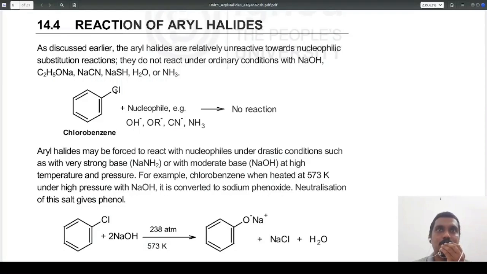But aryl halides do undergo nucleophilic aromatic substitution under very drastic conditions, and we'll see that if you introduce electron withdrawing groups like nitro groups at the ortho and para position, the conditions to implement this reaction become much easier.